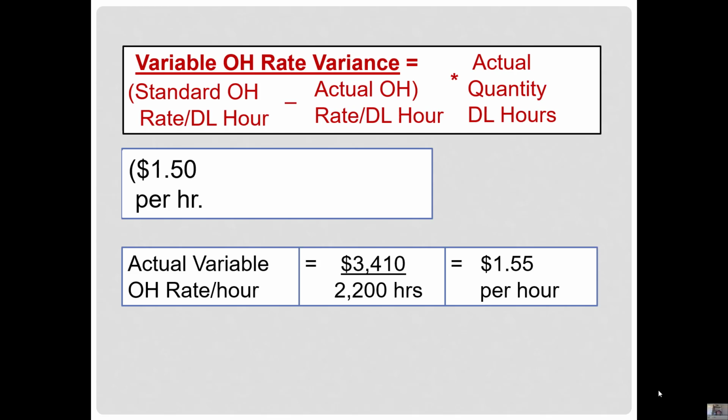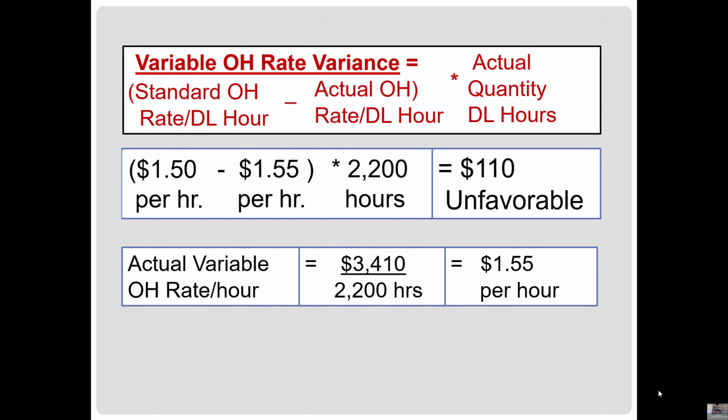We should have spent, on average, $1.50 per hour for factory electricity, factory supplies, those other variable overhead costs. And we did spend $1.55, so you can see this is going to be unfavorable. We spent too much. We spent that on 2,200 hours, and that gives us a $110 unfavorable variance.